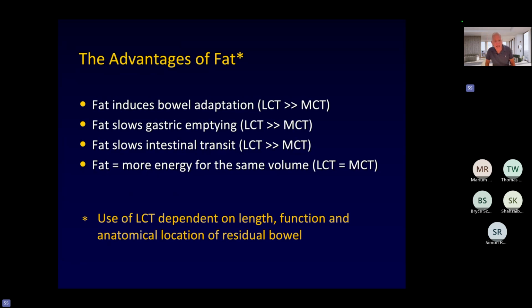The advantages of fat cannot be overstated. Fat induces bowel adaptation. Fat slows gastric emptying. Fat slows intestinal transit. And obviously, fat gives you more energy for the same grams of nutrient than does carbohydrate. And whenever possible, of course, long chain is better than medium chain. However, the use of long chain triglycerides will certainly depend on the length, function, and anatomical location of the residual bowel.